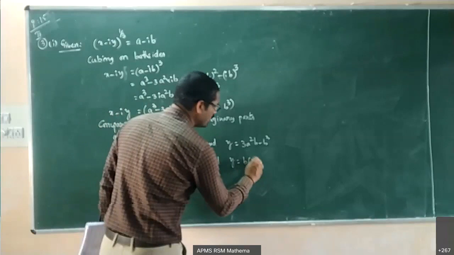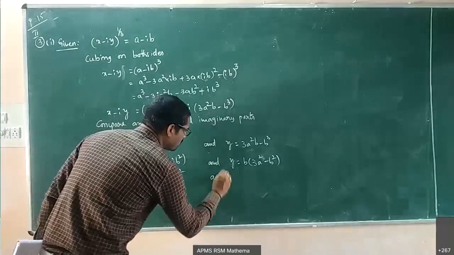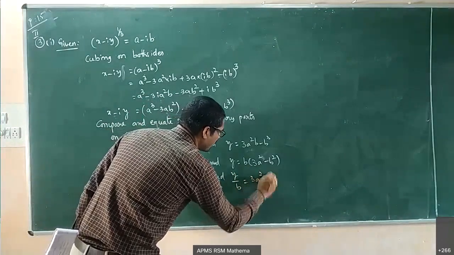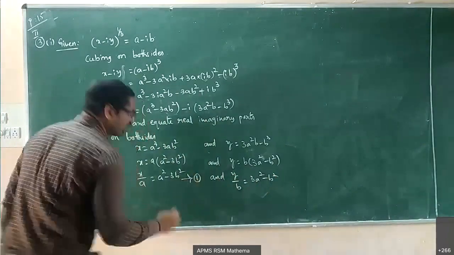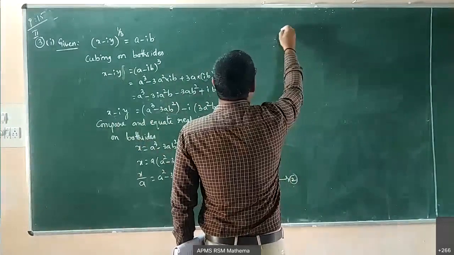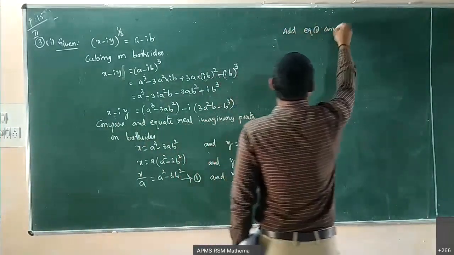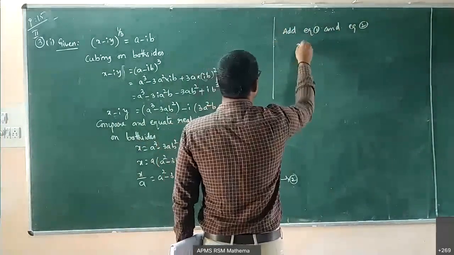If I transport a to left hand side, you get x by a is equals to a square minus 3b square. Similarly, if we transport b to left hand side, y by b is equals to 3a square minus b square. Let this be equation 1 and this be equation 2. Now add equation 1 and equation 2, you get x by a.